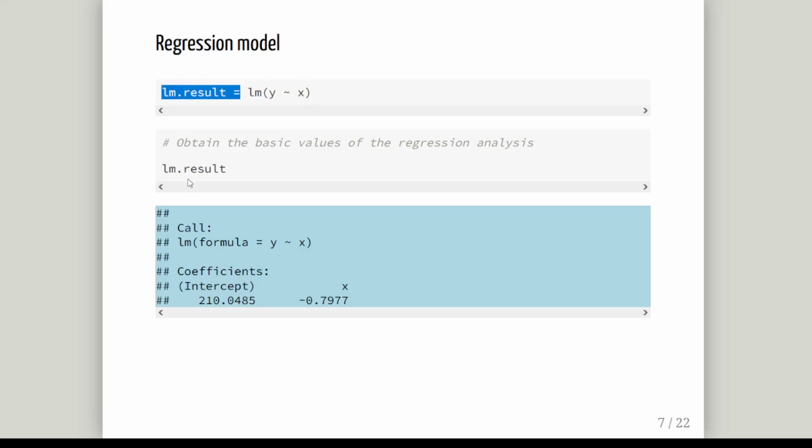Now if I just want to look at the values, I get this here. So this is the intercept and the slope: 210.04 and minus 0.797. So the baseline is 210, and for every year older you are, it goes down by 0.79.